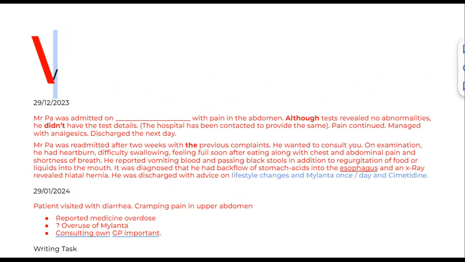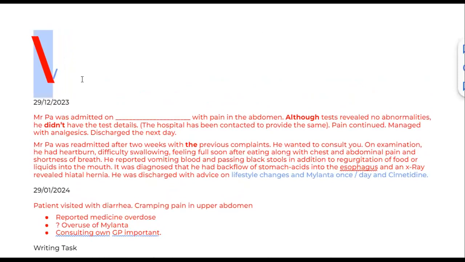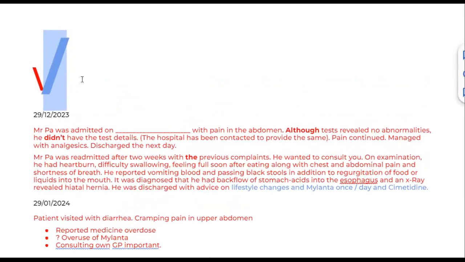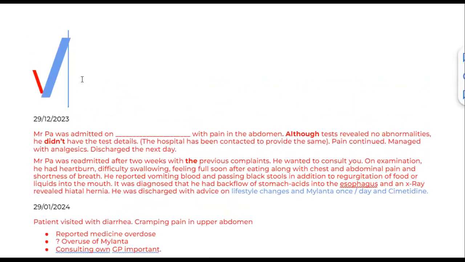These kinds of letters also exist in the OETs. This is having too much of it; sometimes this can be too little and this can be too much. So you have to always find out what kind of V you are following.